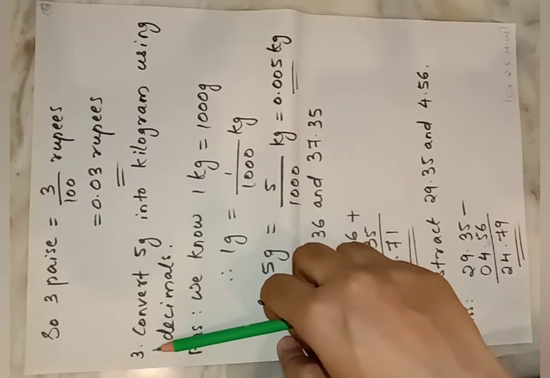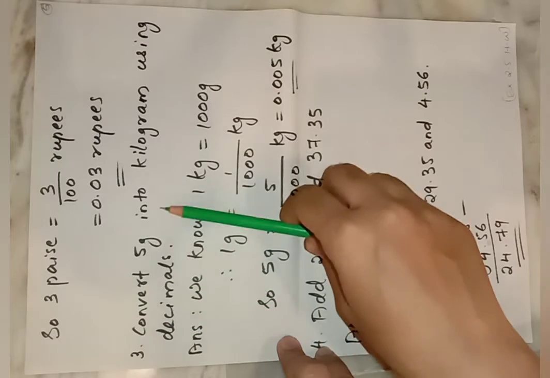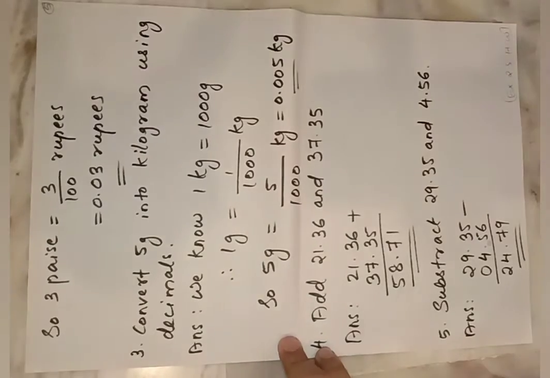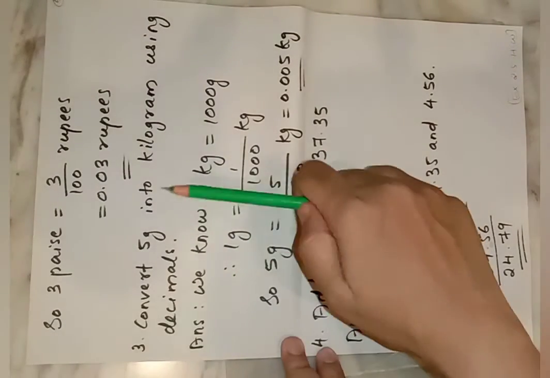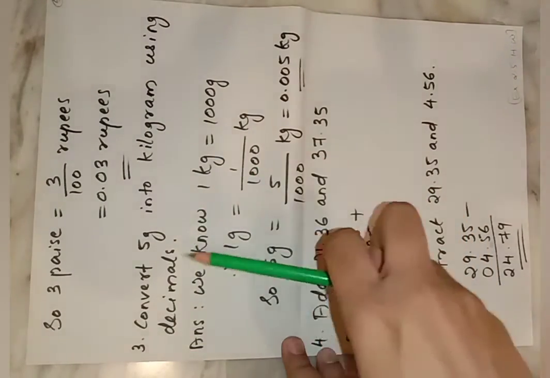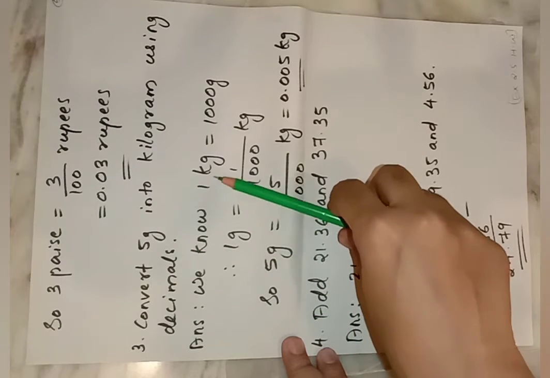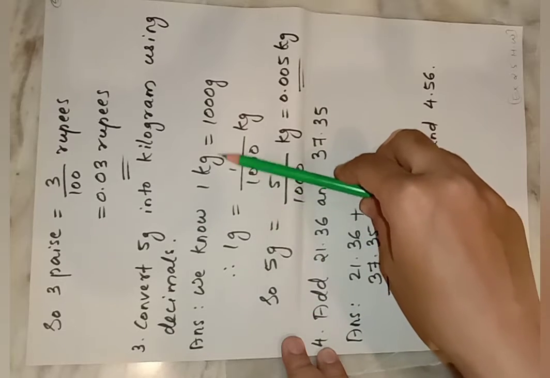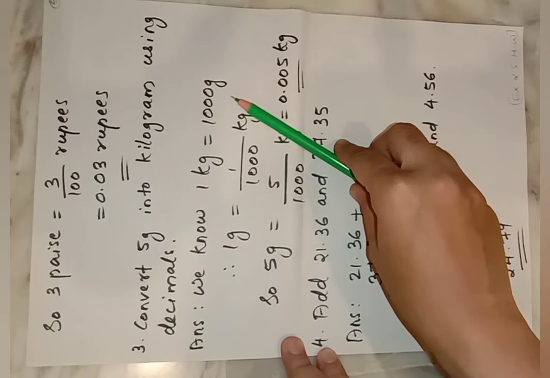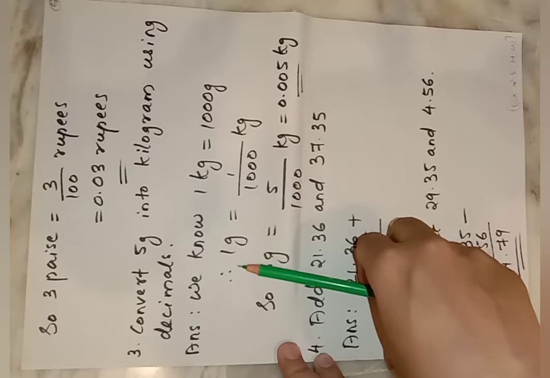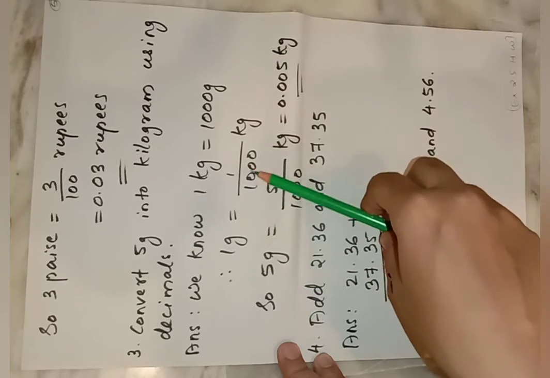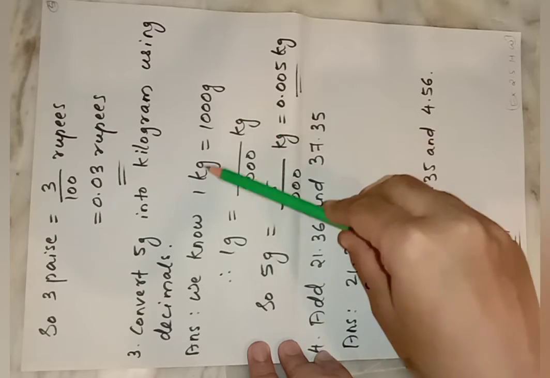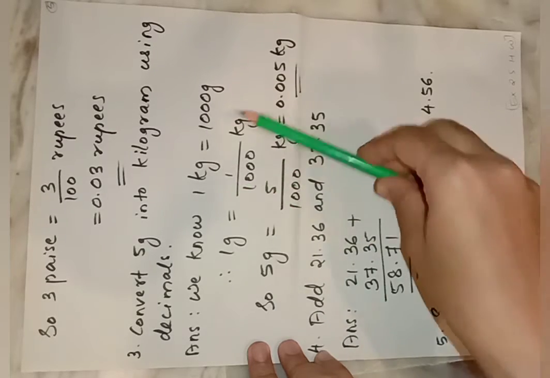Consider the next question. Convert 5 gram into kilogram using decimals. We know 1 kilogram is equal to 1000 gram. Therefore, 1 gram will be equal to 1 by 1000 kilogram. From here you will get 1 gram is equal to 1 by 1000 kilogram.